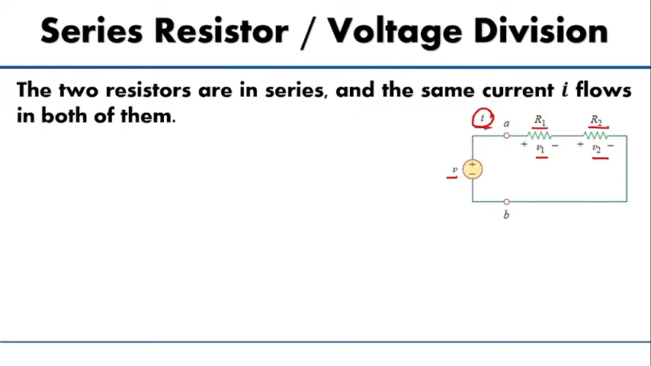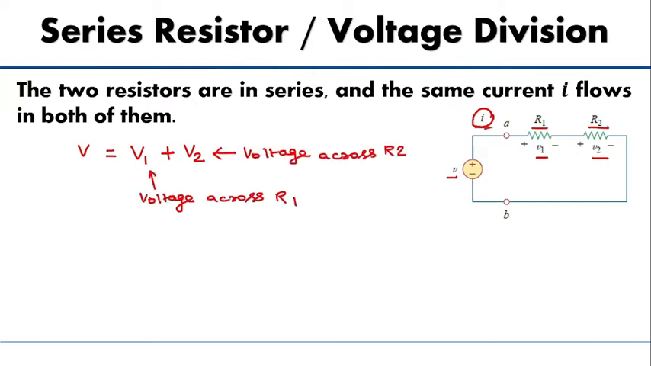The applied voltage V must be equal to V1 plus V2. So V1 is the voltage across R1 and V2 is the voltage across R2. So the applied voltage is divided between R1 and R2. That is the voltage division rule. Now we need to find out what is V1 and what is V2.